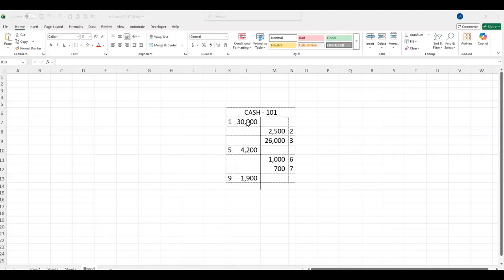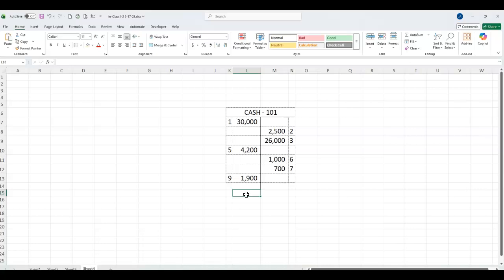Cash has a $30,000 entry for entry number 1, a $2,500 credit for entry 2, $26,000 for 3, $4,200 as a debit for number 5. Number 4 didn't affect cash. Entry number 6 was a credit to cash. Entry number 7 was a credit to cash, and entry number 9 was a debit to cash.